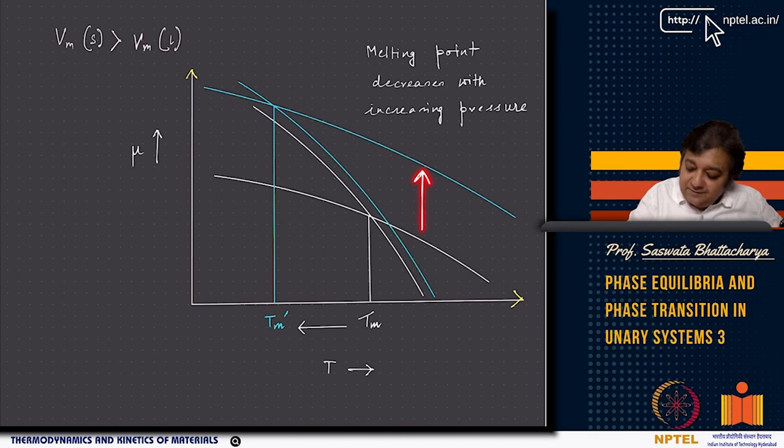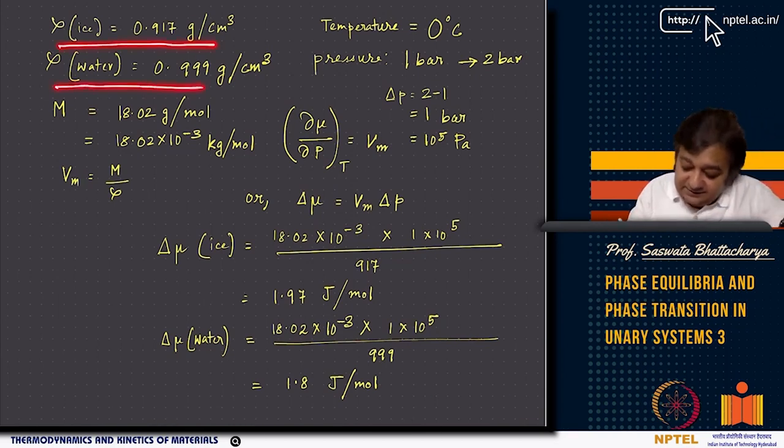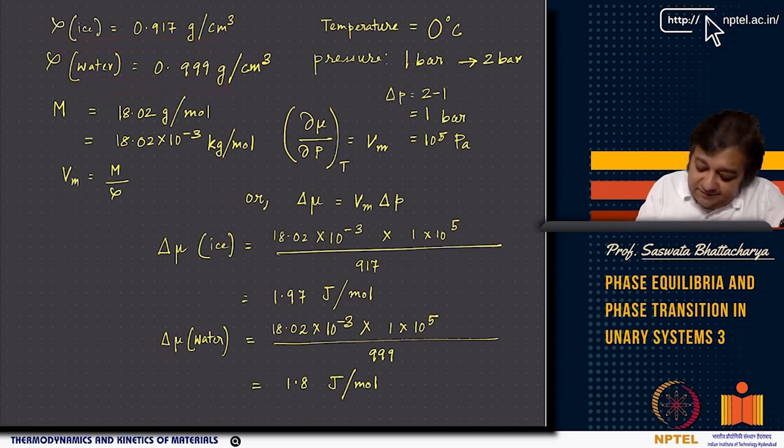So, you can see the pressure increase is indicated by how much the molar free energy will shift, right? The molar free energy will shift slightly here for liquid because Vm of liquid is much, much smaller than that of solid, right? And as you can see here, that's why in such a condition, the Tm shifts to the left, right? So, for example, think of this example quickly. Rho ice is 0.917 and rho water is 0.999. So, as a result, if you look at this, Vm is now m by rho.